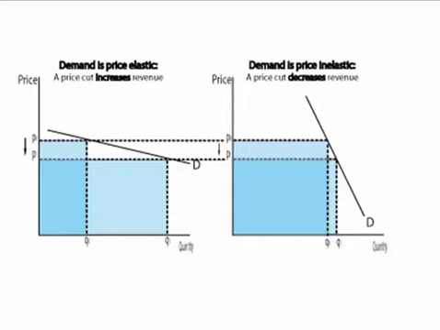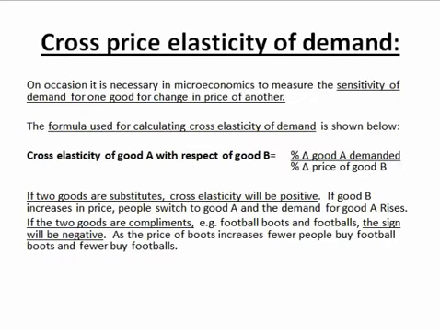Cross price elasticity of demand. On occasion, it is necessary in macroeconomics to measure the sensitivity of demand for one good for changes in price of another. The formula used for calculating cross elasticity of demand is shown. Cross elasticity of good A with respect to good B equates to the percentage change in good A demanded to the percentage change in price of good B.